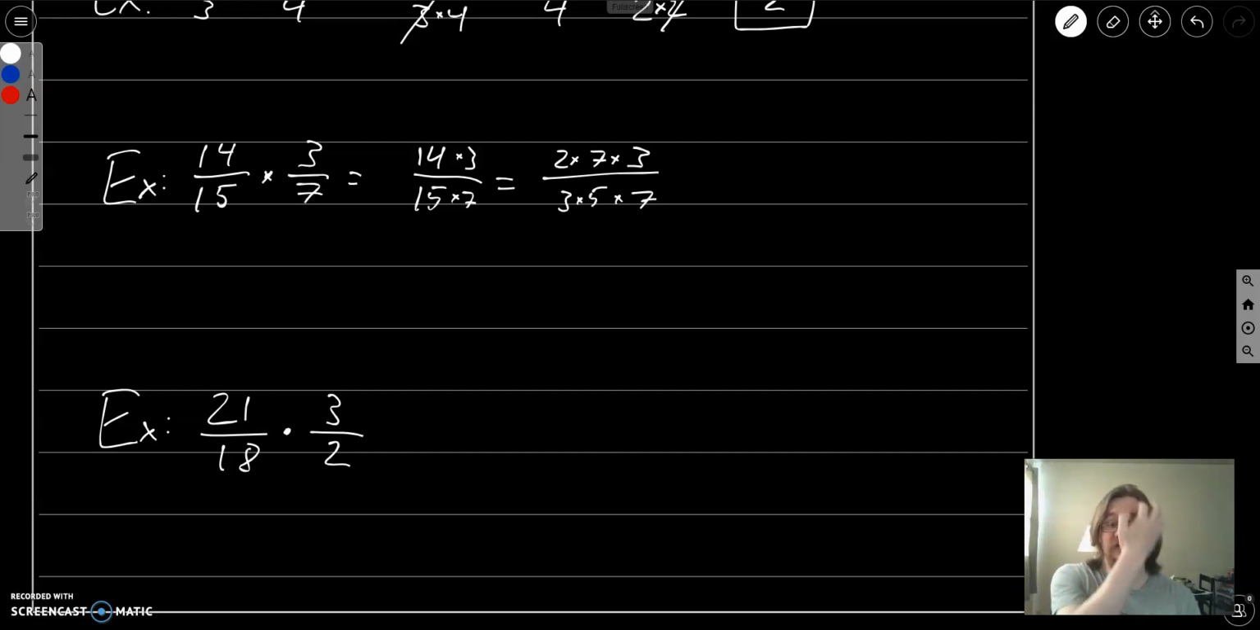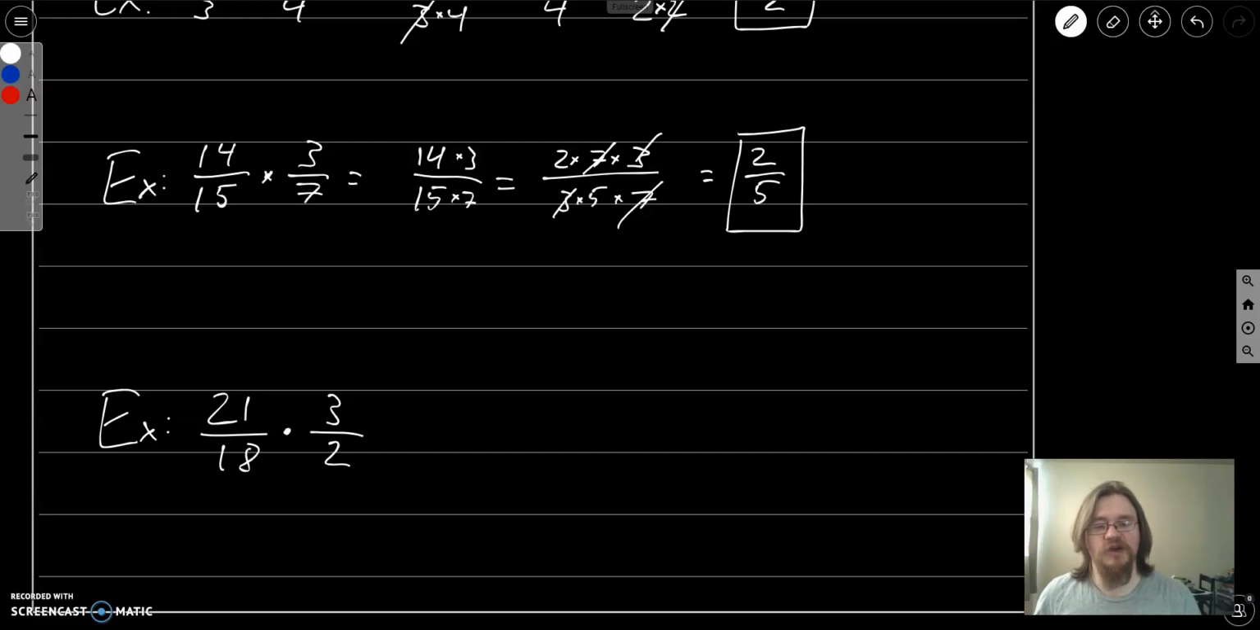And we can start canceling things down. So we've got a 7 on the top and a 7 on the bottom. Also got a 3 on the top and a 3 on the bottom, and what we're left with is 2 fifths, which I can't reduce anymore. 2 isn't divisible by anything, 5 isn't divisible by anything, so if I can't cancel them directly, there's nothing left.